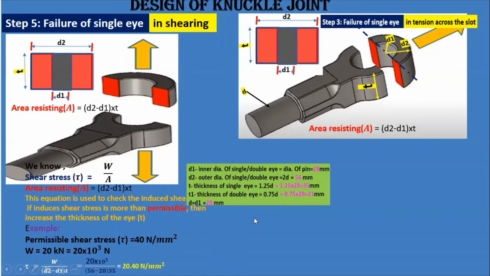T is the thickness which you have calculated, 35, and we have got the value ultimately 20.40 Newton per square millimeter. And if you compare the induced and the permissible shear stress, the induced shear stress is less than the permissible. It means that your design is safe.